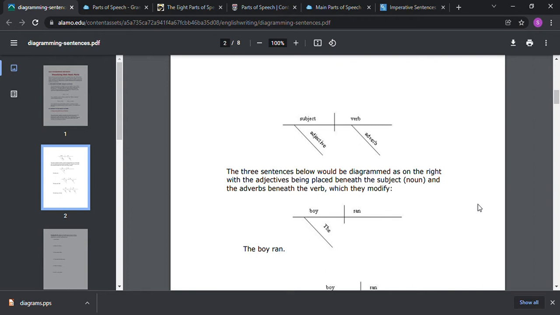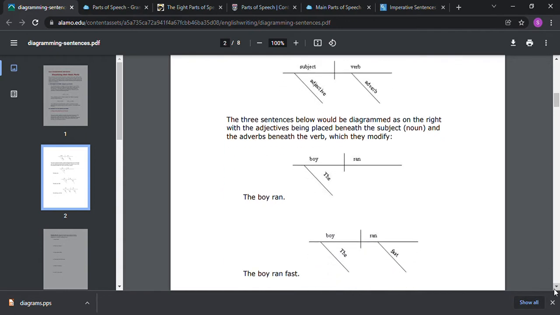And when you're doing creative writing, you want to have better sentences so that you add adjectives and adverbs so it's more colorful. Then when you go to write short stories and longer stories and essays and things like that, you want to add adjectives and adverbs into it because it sounds more interesting. And here you have the boy ran.